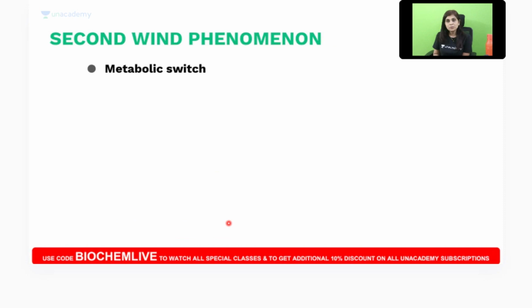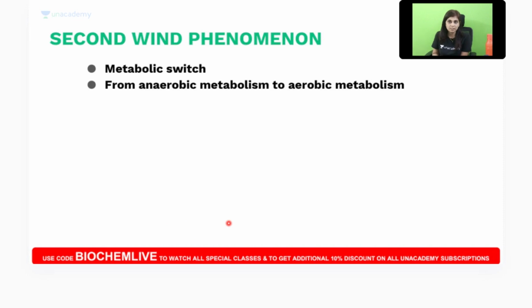And what is a metabolic switch? It is nothing but the person starts switching from anaerobic metabolism to aerobic metabolism. So how will you be able to switch from anaerobic? Very good, surgeon. Both answers are right. So how will you be able to switch from anaerobic metabolism to aerobic metabolism? By two mechanisms. One is there will be vasodilatation. There will be quick vasodilatation.